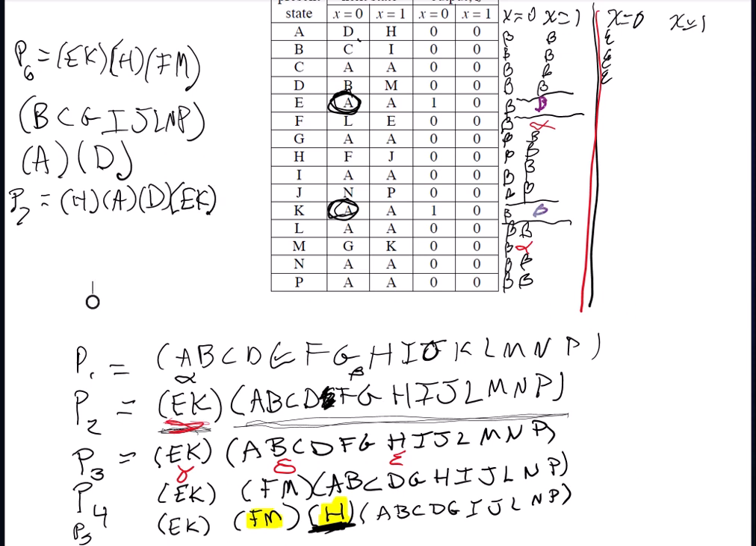Now let's look at F and M. F, its zero successor is L. M, its zero successor is G. Let's see if those are in the same partition. What did I say that was? L and G. So here's L, here's G. They are in the same partition. So F and M stay together.